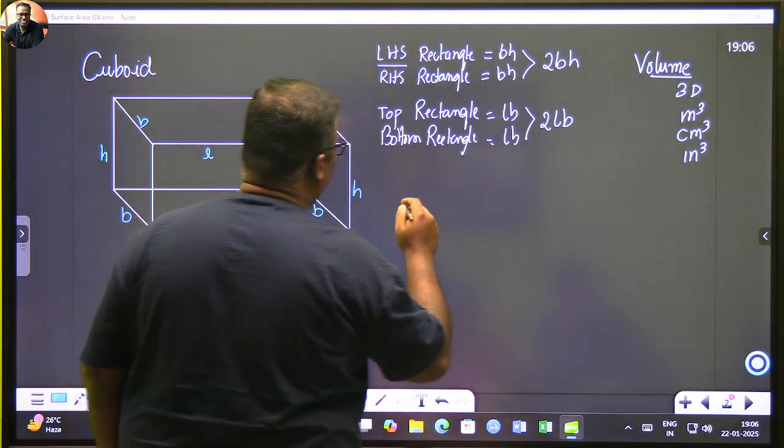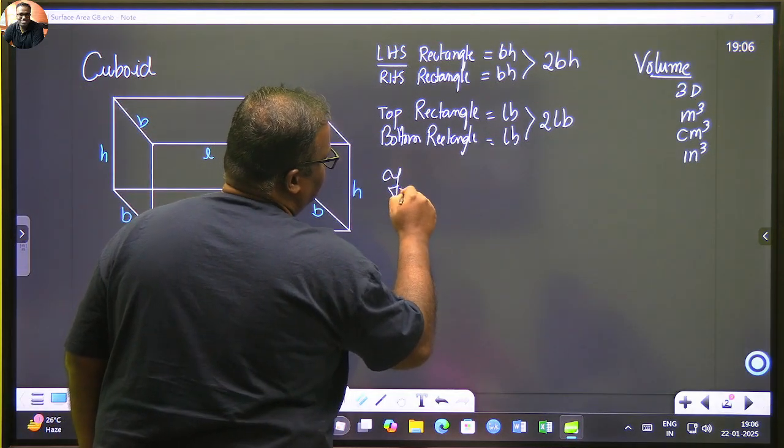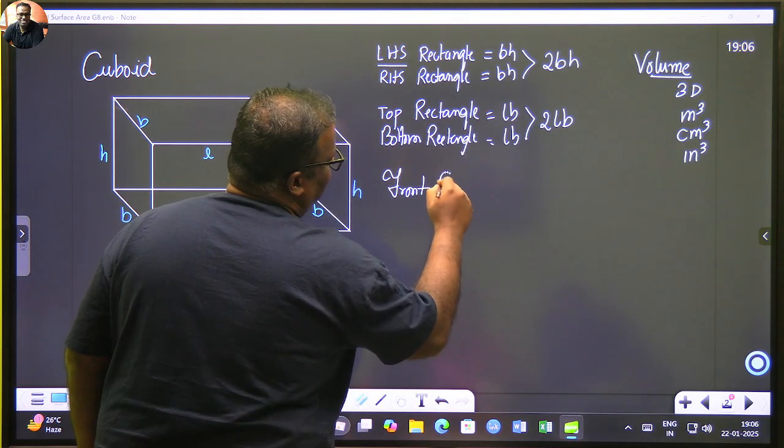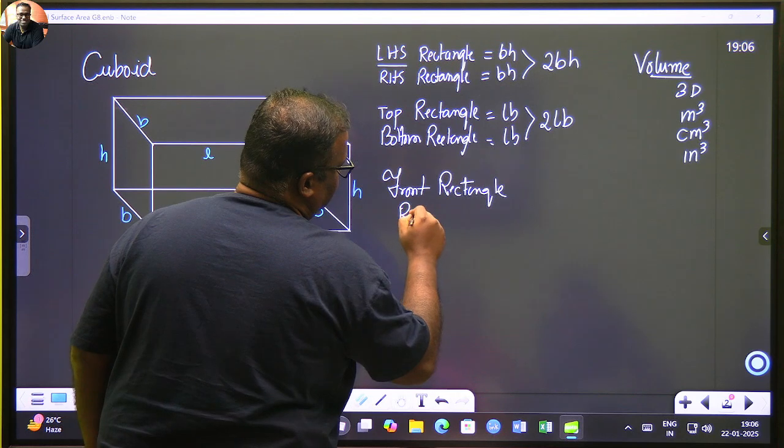Top and bottom gone. Now which ones are left? Front and rear. A front rectangle and one rectangle at the rear or back.